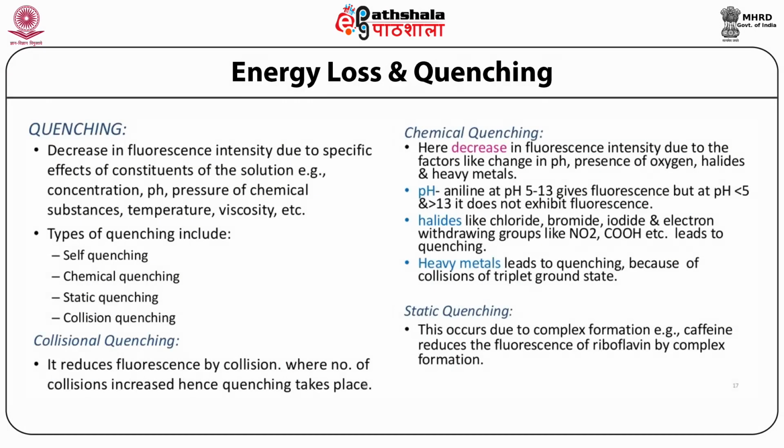We discuss quenching. Quenching is a decrease in fluorescence intensity due to a specific effect of a constituent of the solution, for example concentration, pH, pressure, and chemical substances. There are different types of quenching: self-quenching, chemical quenching, static quenching, and collisional quenching. The chemicals which affect it include pH, heavy metals, halides, etc.